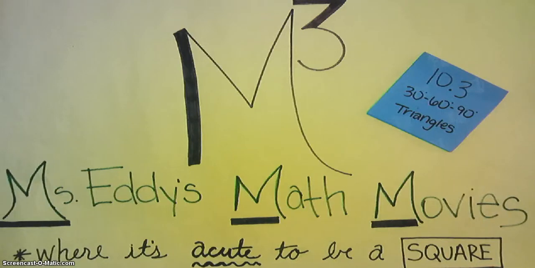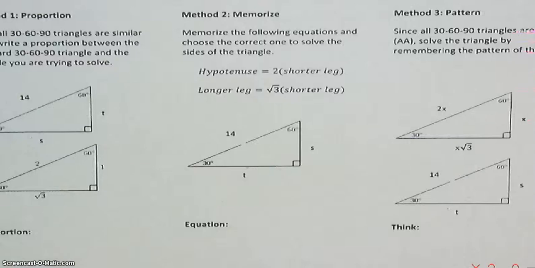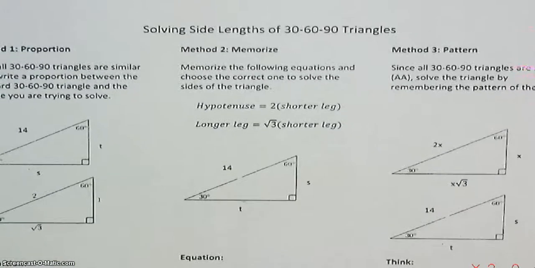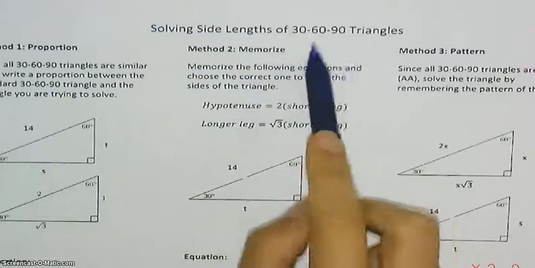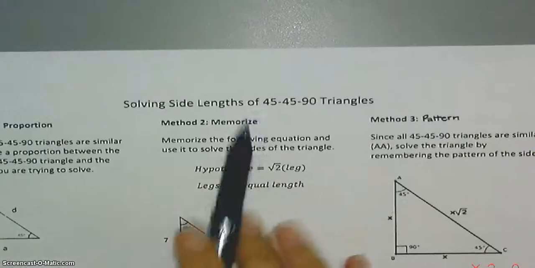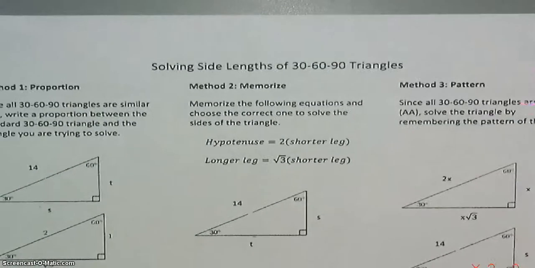Today's lesson is 10.3, 30-60-90 triangles. By the end of the lesson, you'll be able to find the lengths of sides in 30-60-90 triangles. Find the page that says Solving Side Lengths in 30-60-90 Triangles. On the other side, last lesson we did the 45-45-90. Today, we're doing the 30-60-90.